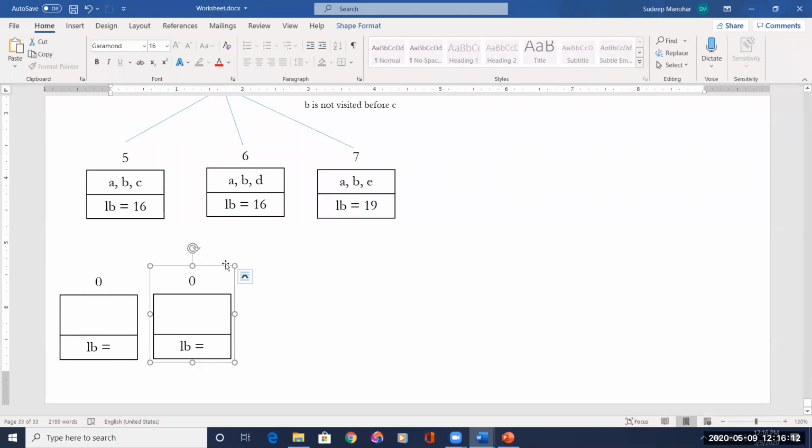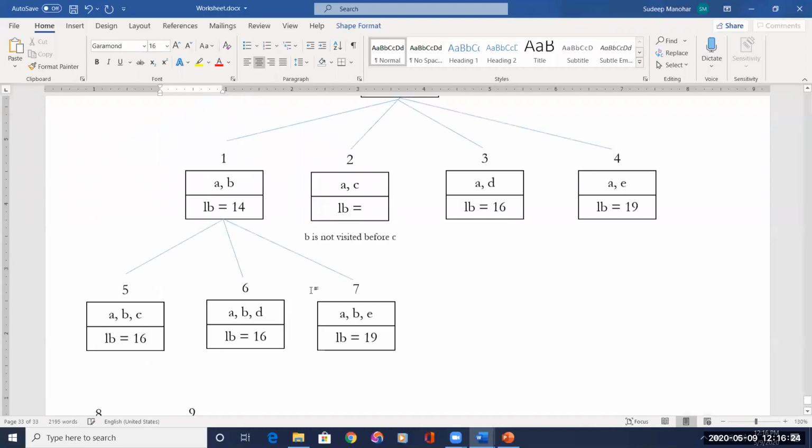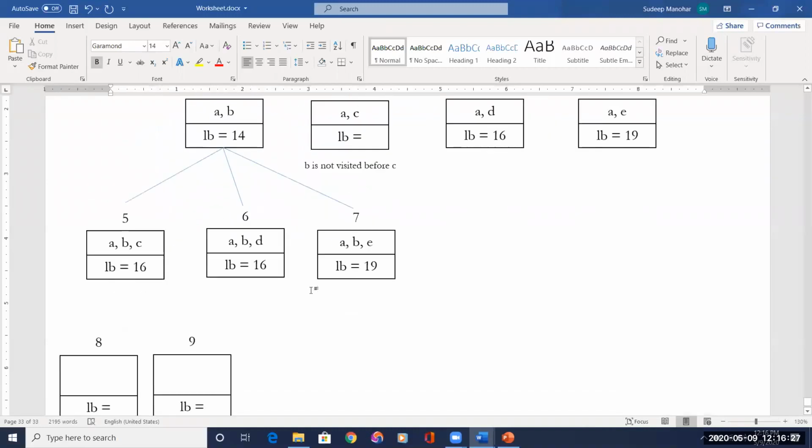I have taken a bigger node. I'll tell why I have taken this bigger node. I'll first name this. It is 8 and 9. So I think we won't get time. We may have to log in once again after this session ends. So please log in after the session ends.